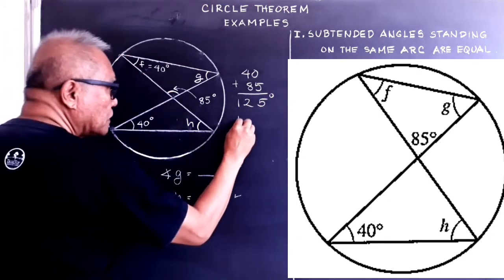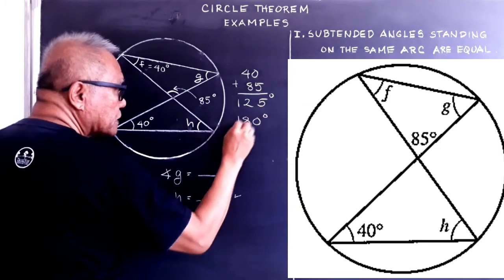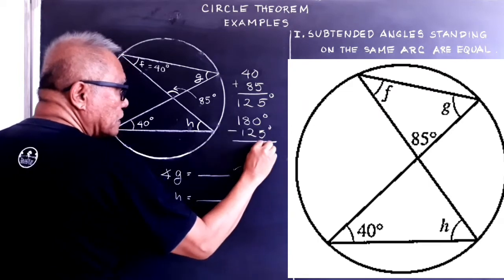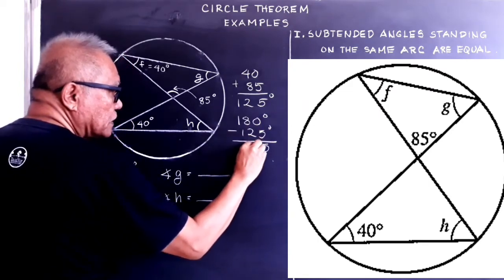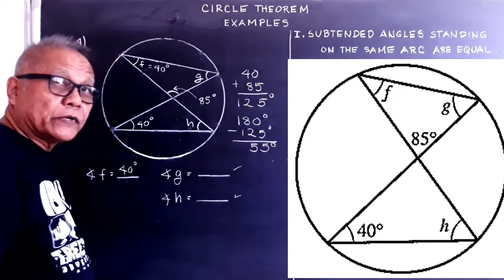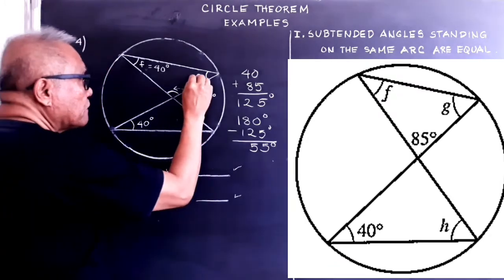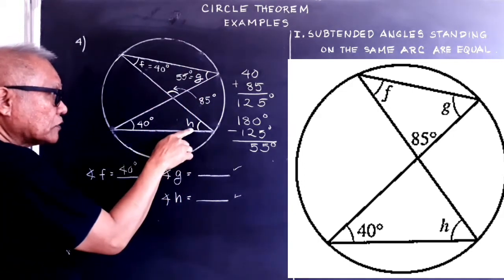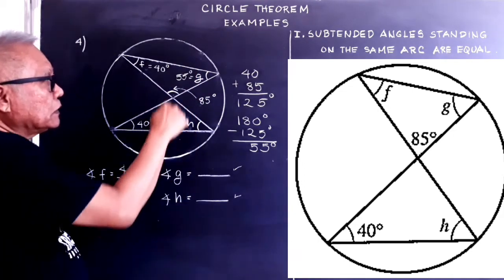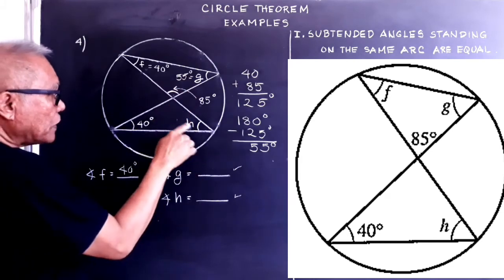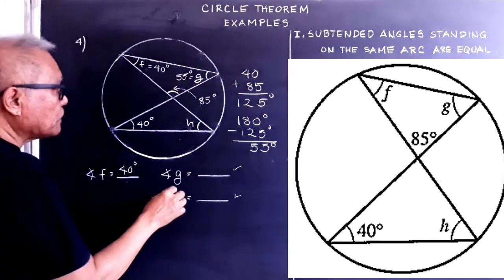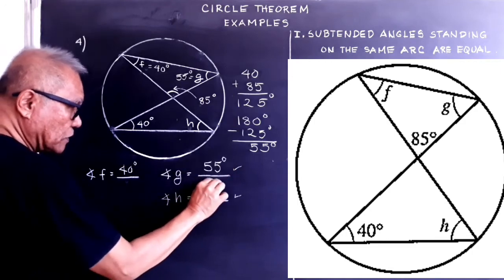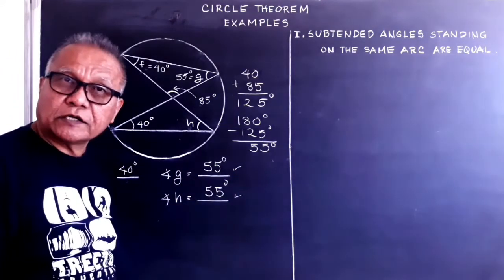Then you subtract that one from 180 degrees. So we have 55 degrees. Therefore, this one is 55 degrees. What can you say about angle H? They are equal also with G. Therefore, our angle H is also 55 degrees. So this one is 55 degrees. This one is also 55 degrees.